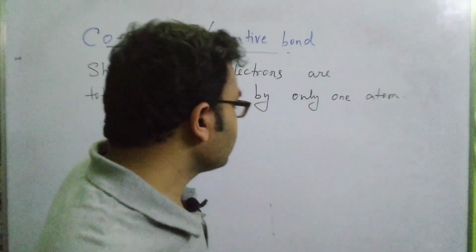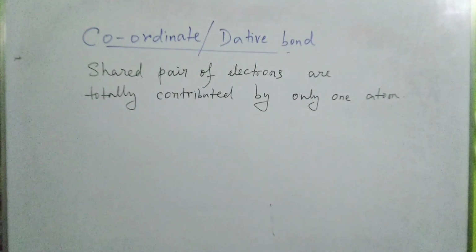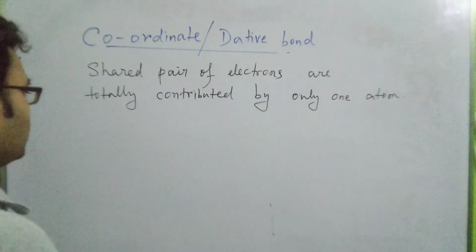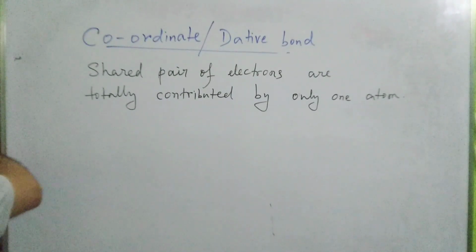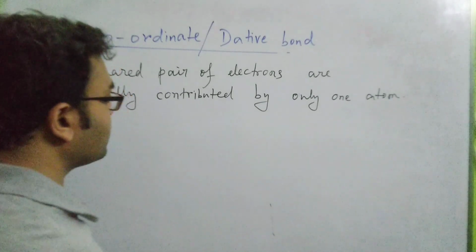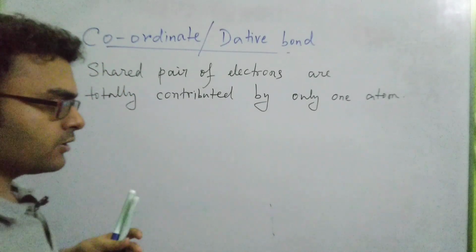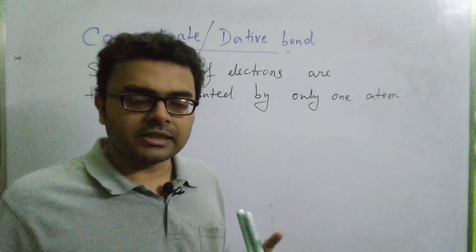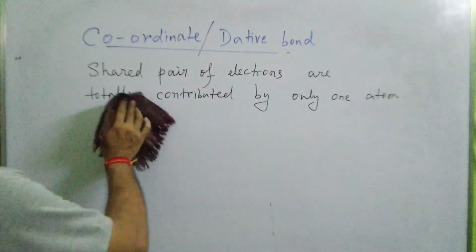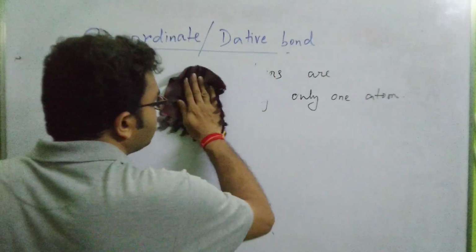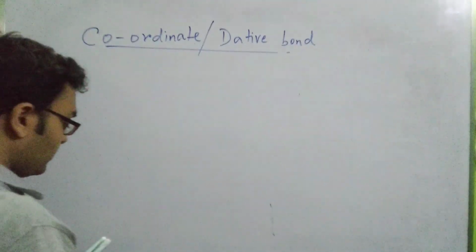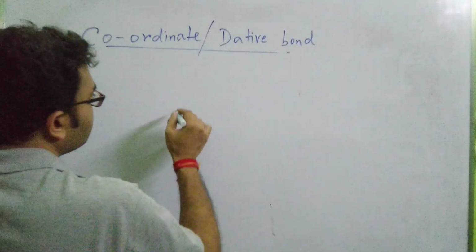So shall we take an example? Yes, definitely. Let us consider how the coordinate bond is formed. See, while discussing the ionic or covalent bonds, I think I discussed, in one of the formations, the lone pair of electrons. If you remember, I mentioned the lone pair of electrons in the formation of the ammonia molecule. So I am just repeating that structure once again.